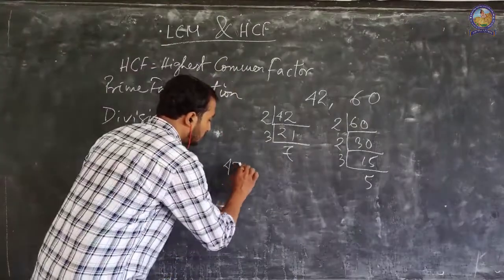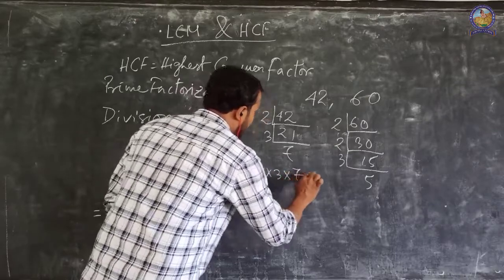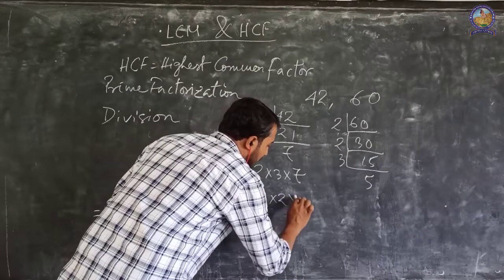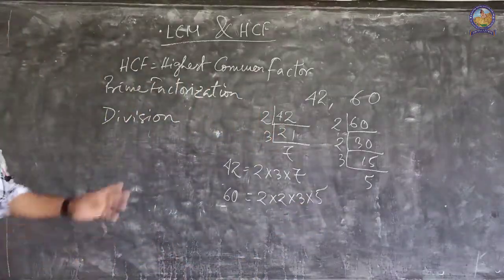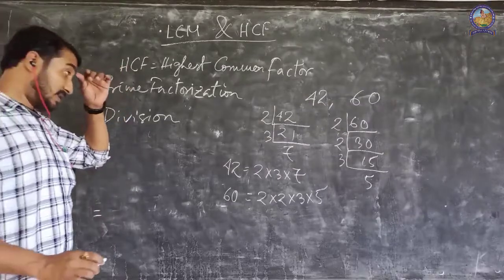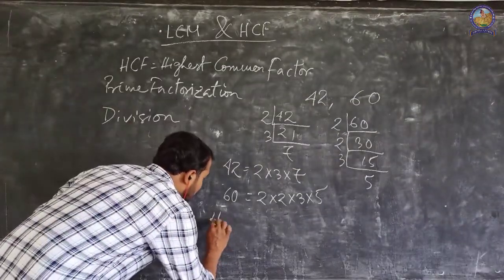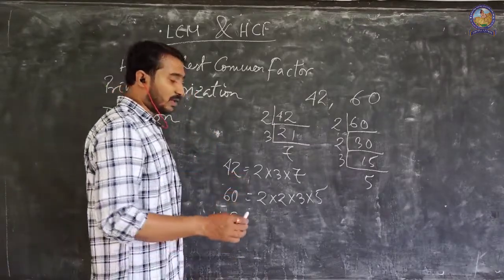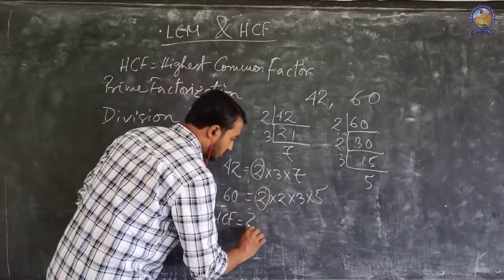So 42 equals 2 multiply 3 multiply 7, and 60 equals 2 multiply 2 multiply 3 multiply 5. So these are the factors of these two numbers. Now we have to find the HCF. So HCF is the highest common factor. First of all we have to find how many common factors are there. There is one common, that is 2.